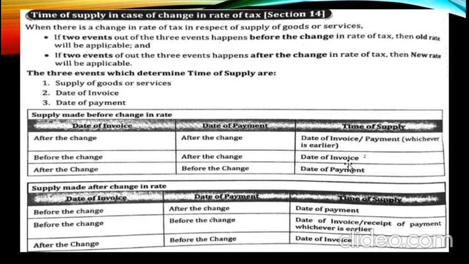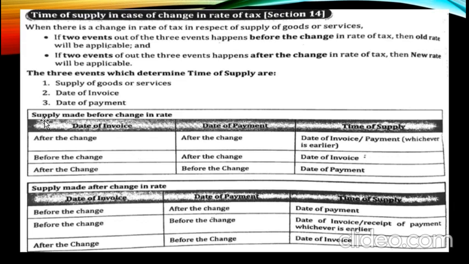So the time of supply will be the date of invoice. So supply will not be considered to decide the date. You need to take the date of invoice or date of payment. So when it comes to date of invoice and date of payment, whichever is early. So if you have two events like supply of goods and date of invoice before the change, you will consider the date of invoice.